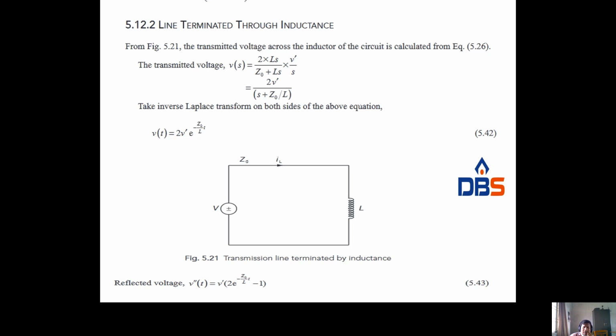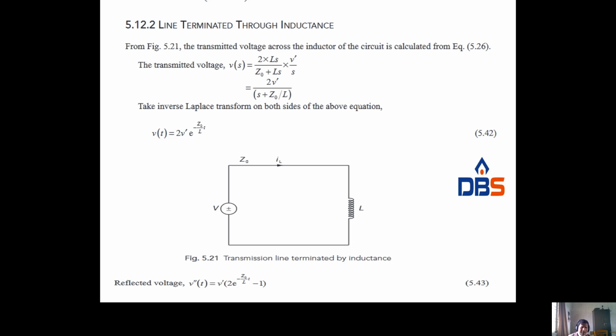So 2V' into 1 by (S plus A), that is e^(-at). Applying the inverse Laplace transform on both sides of the above equation, the inverse of Vs is Vt, that is equal to 2V' times the inverse Laplace of 1 by (S plus Z0 by L), which is e^(-(Z0/L)t). So this is the transmitted voltage.